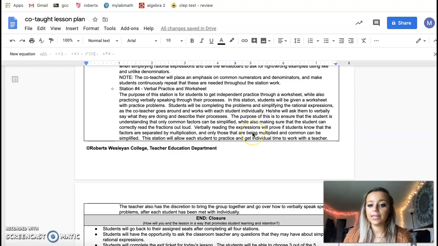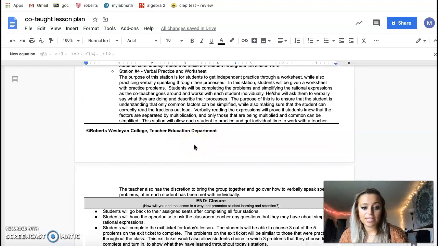Verbally reading these expressions out loud is a huge part of math, and you have to be able to express the expressions and say them correctly. The station allows students to practice and get individual time with the teacher, but the teacher also will be able to take note of which students can verbally speak and understand that, okay, this is multiplied by this, and this gets canceled out by this, and this is why. That'll set the precedent for tomorrow's lesson, in which students need to be pulled to learn how to speak the mathematical processes.